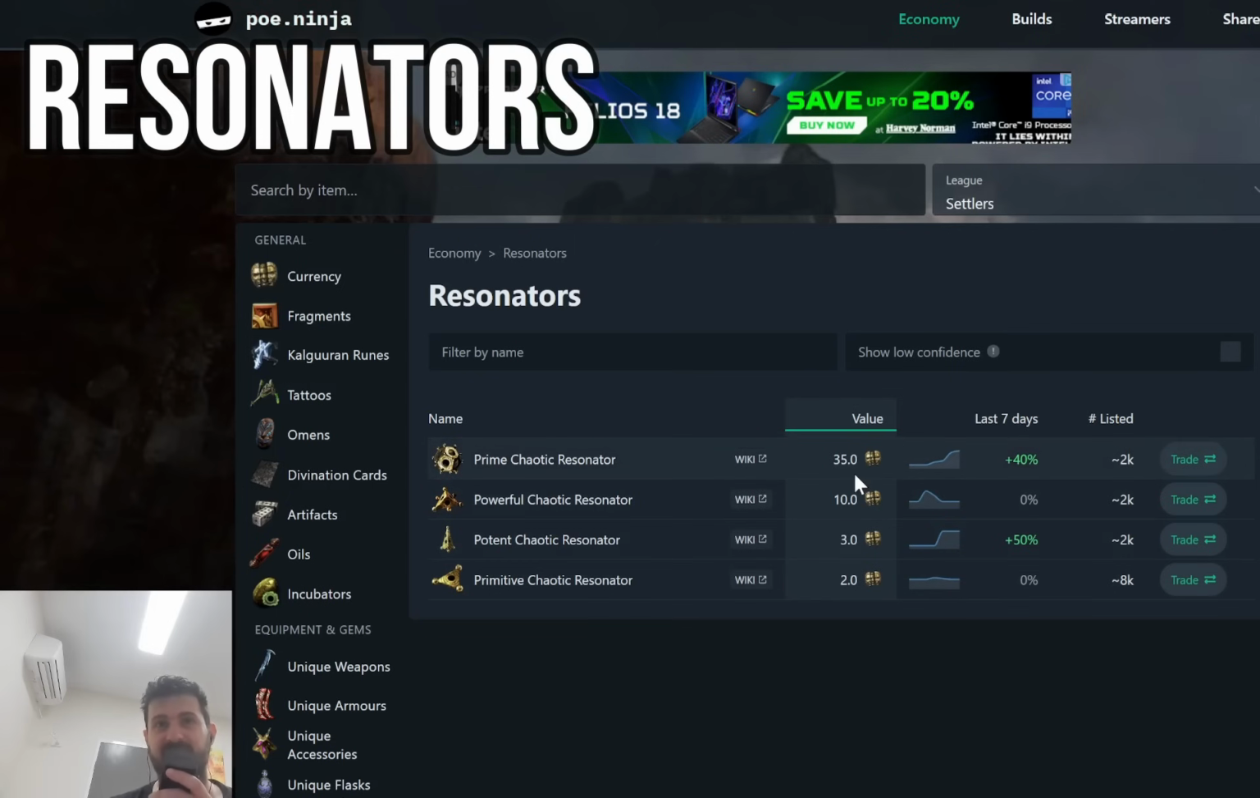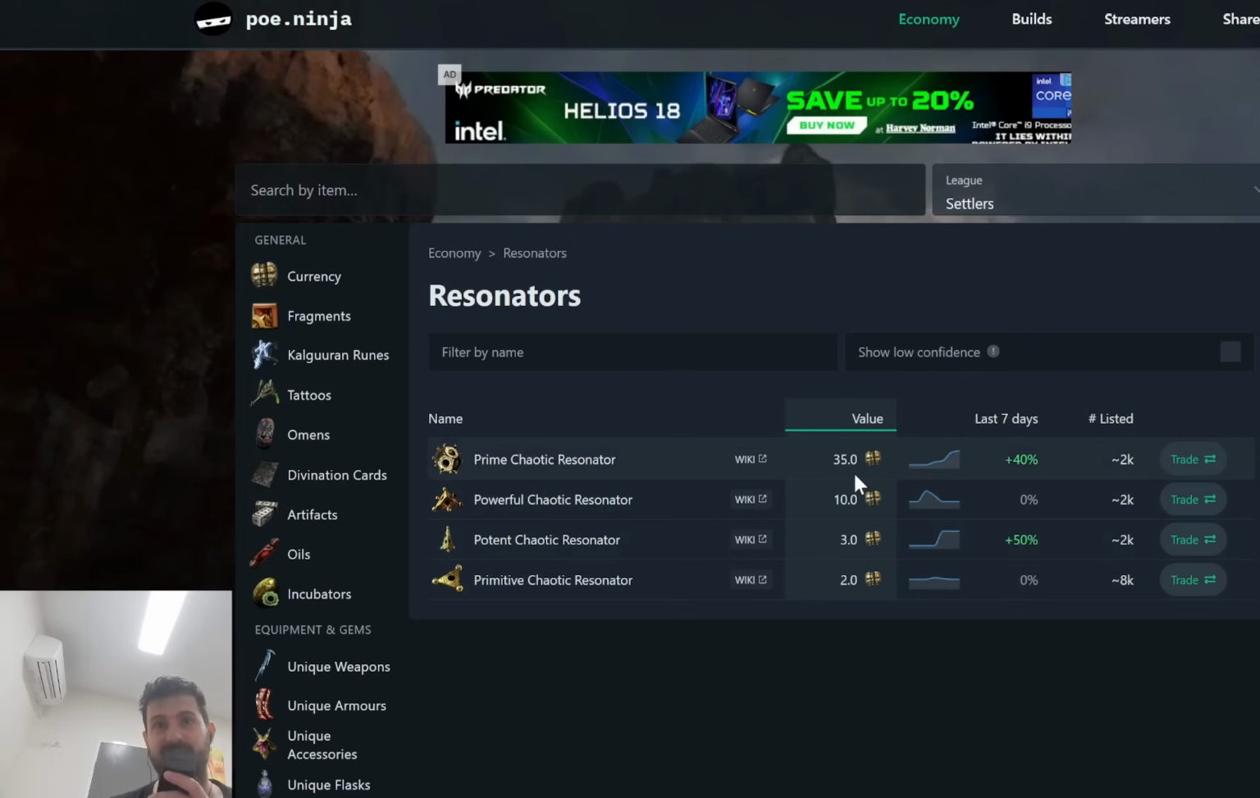And yeah, resonators are selling for ridiculous prices this league. So we're at 35C for 4 socket primes, which is pretty good. That's went up by 40%. Powerfuls are at 10, and on the market, they liquidate anywhere up to 13C per powerful.